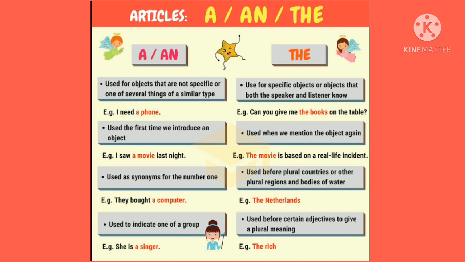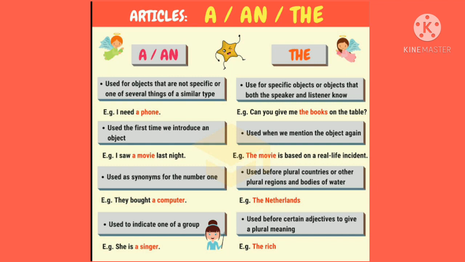Whereas here on the side, the example given is, the movie is based on a real life incident. Why is the used here? Because we have mentioned the object already. Yes, it is used when we mention the object again. Already we have introduced the object, and the second time we mention the same object we can use the article the, because we know particularly about the object.